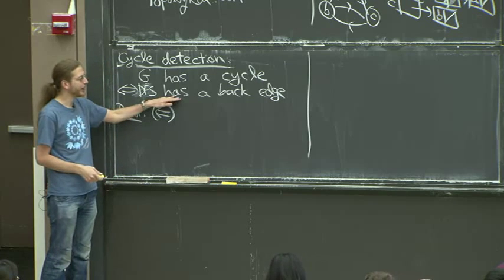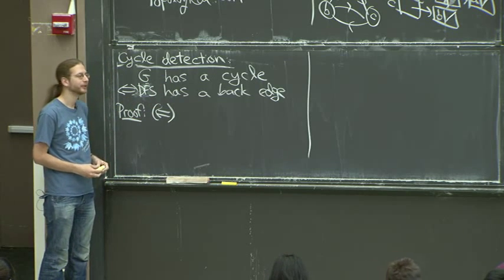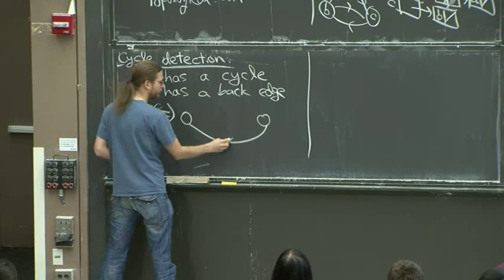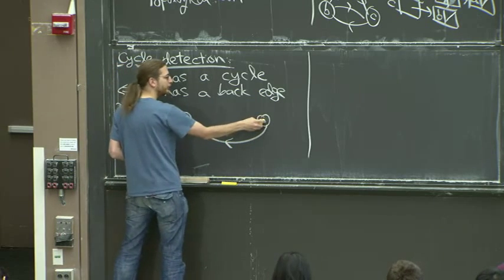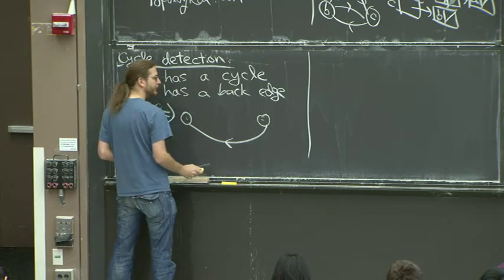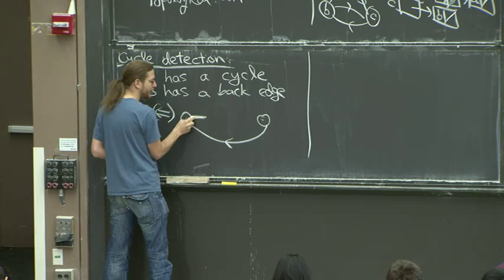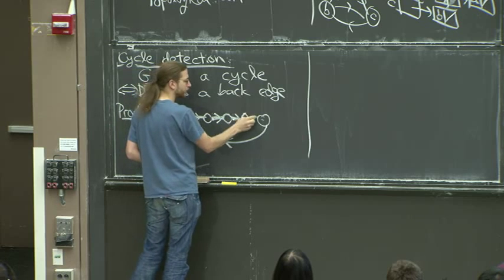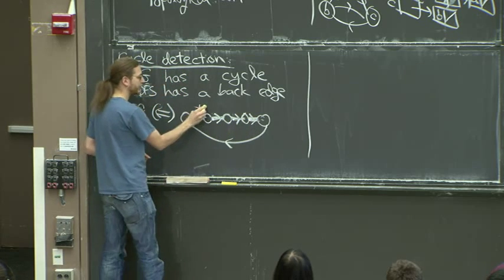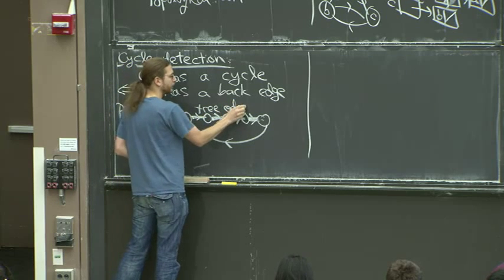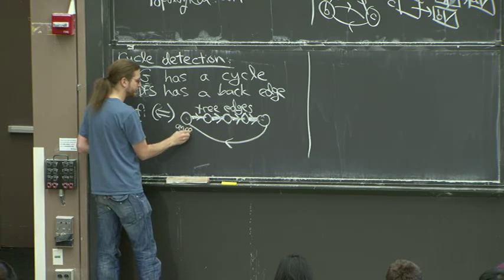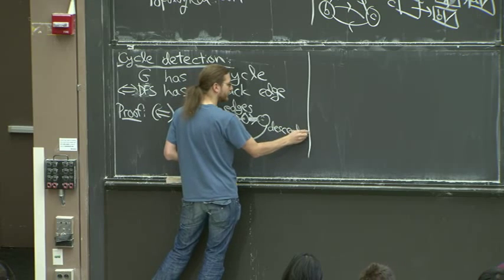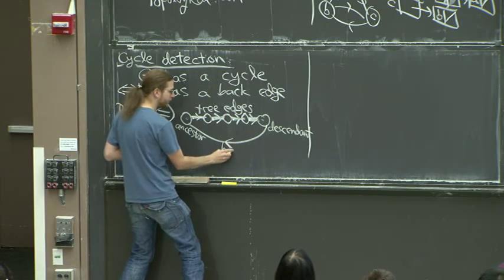Okay, left is, I have a back edge. I want to claim there's a cycle. What does a back edge look like? Well, it's an edge to an ancestor in the tree. If this node is a descendant of this node, or this node is an ancestor of this node, that's saying that there are tree edges. There's a tree path that connects one to the other. So these are tree edges, because this is supposed to be an ancestor, and this is supposed to be a descendant. And that's the definition of a back edge.